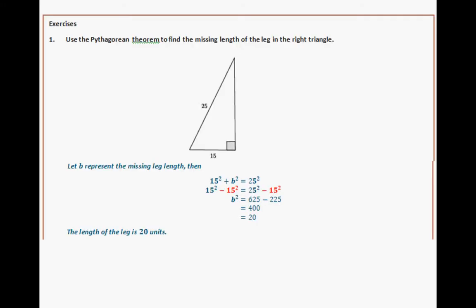So here is exercise 1. If this is the triangle and we're missing a leg, then we can set it up as 15 squared plus b squared equals 25 squared. We subtract 15 squared from both sides, in which case we get b squared is equal to 400, or b is equal to 20 units.